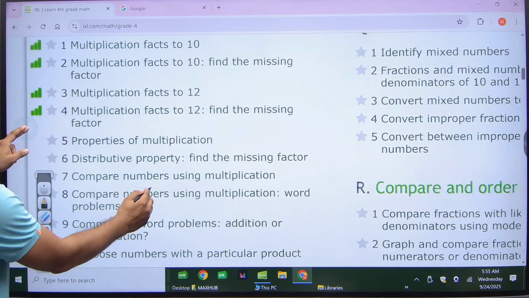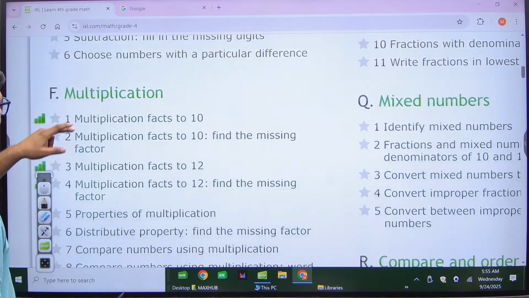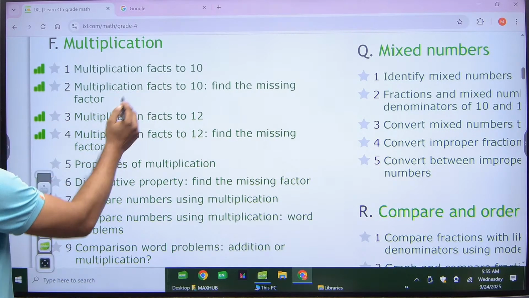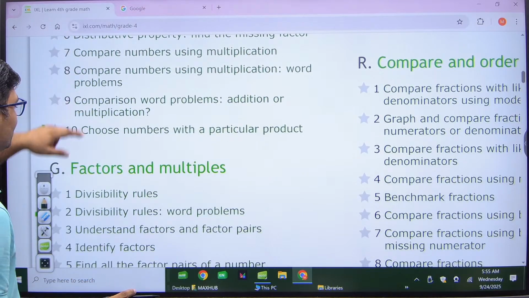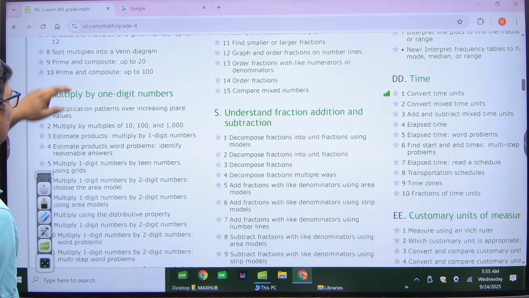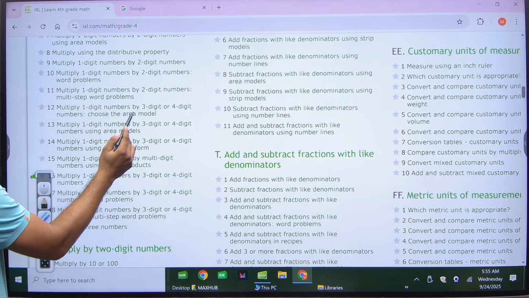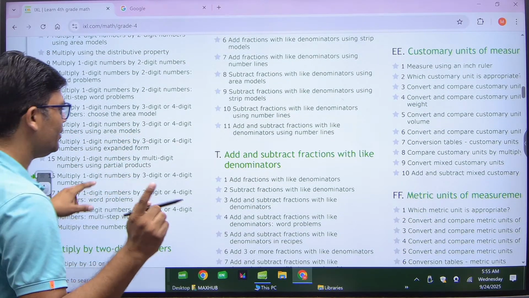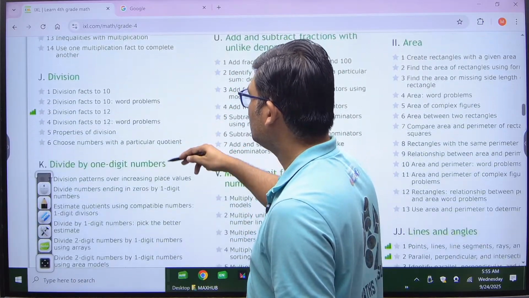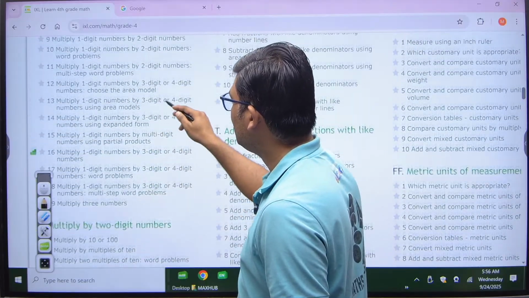So why don't you try these sheets now? Multiplication facts to 12. Multiplication facts to 10. Not now. You can practice this, and I want to time it as well. I will check how much time you take. So you can see the multiplication table of one digit number. I will give you in the homework, don't worry. I will specifically tell you which sheet to do. There are lots of sheets in the previous grades. So division facts to 12.